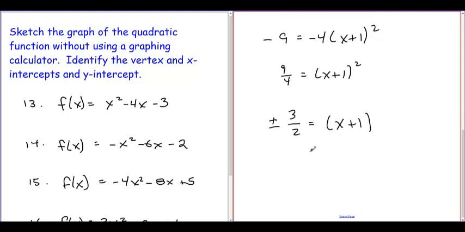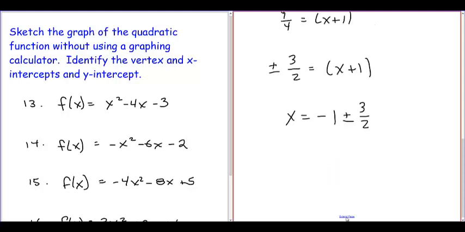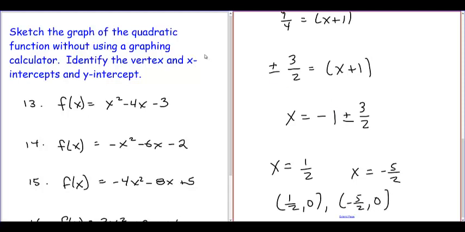And then we will solve for x, so we'll subtract 1 from both sides. So we'll get negative 1 plus or minus 3/2, which if you add 3/2 to negative 1, you'll get positive 1/2. And if you subtract 3/2 from negative 1, you'll get negative 5/2. So the coordinates are 1/2 comma 0 and negative 5/2 comma 0. So those are the x-intercepts.